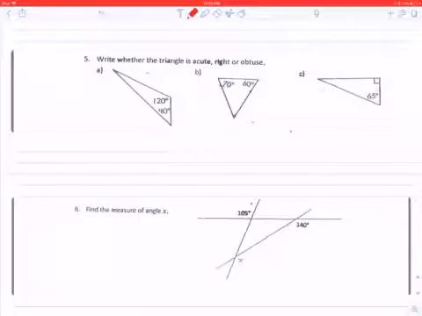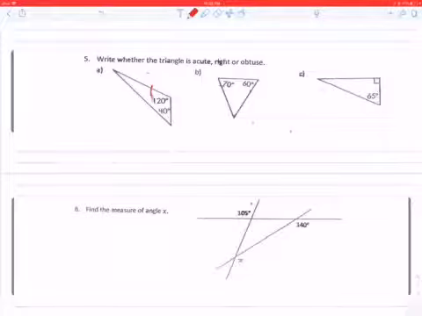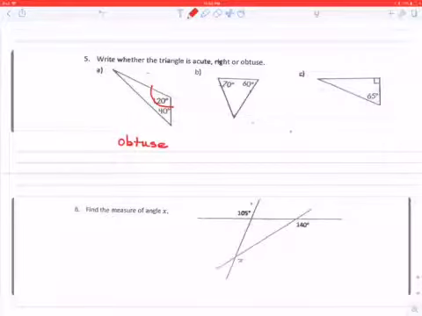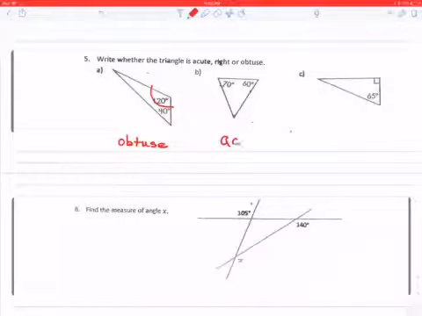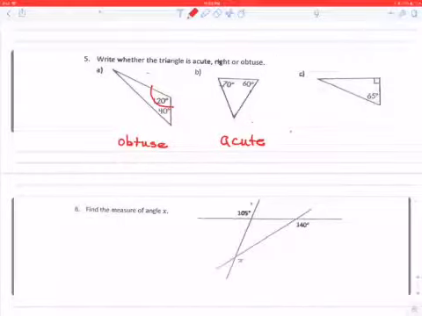Now, if we want to classify our triangle as acute, right, or obtuse, for A, it has one obtuse angle, one angle that's more than 90 degrees, so it's an obtuse triangle. Here, all the angles are less than 90 degrees, so it's an acute triangle. For C, it has one right angle, and we indicate that with a little square box. So one right angle would be a right triangle.